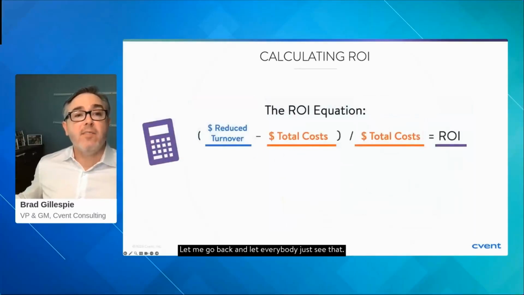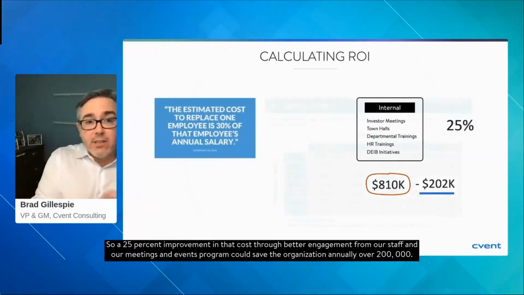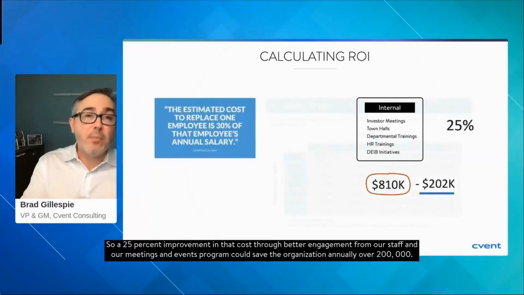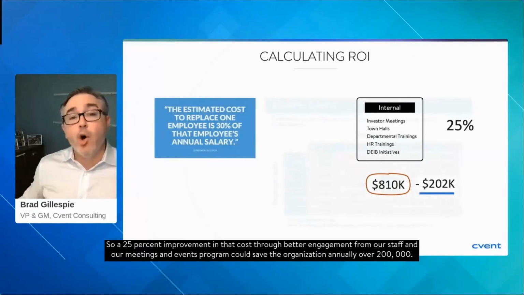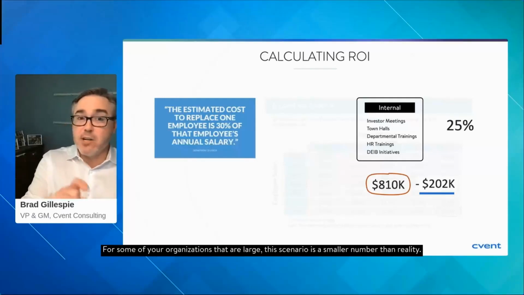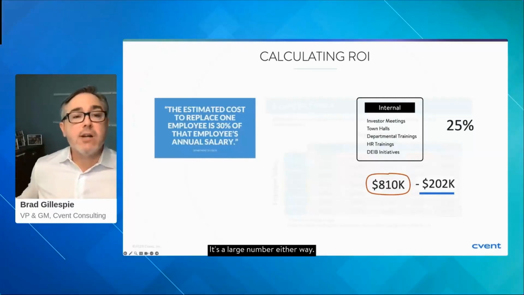Let me go back and let everybody just see that. So a 25% improvement in that cost through better engagement from our staff and our meetings and events program could save the organization annually over $200,000. For some of your organizations that are large, this scenario is a smaller number than reality. And for those of you that are in a smaller organization, this is maybe close to reality. It's a large number either way.